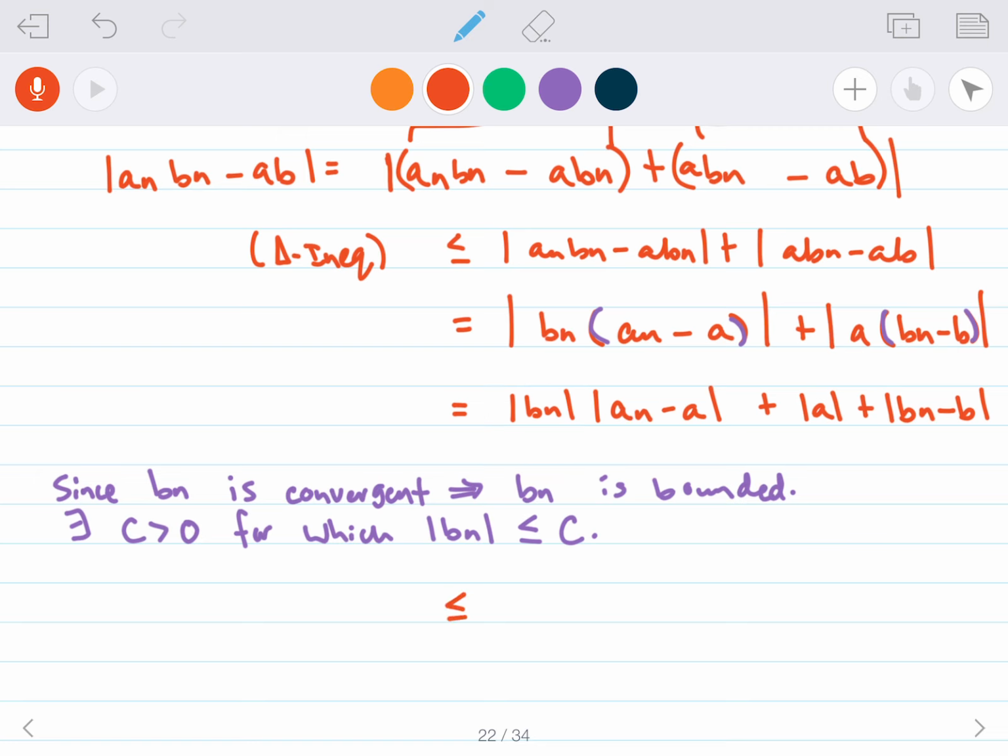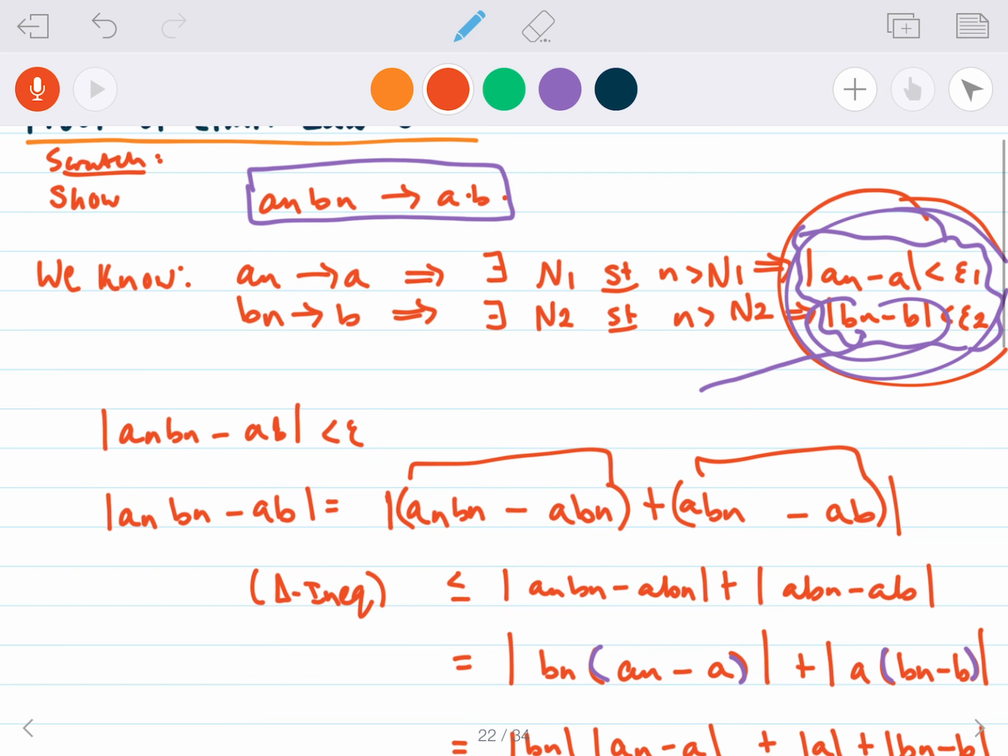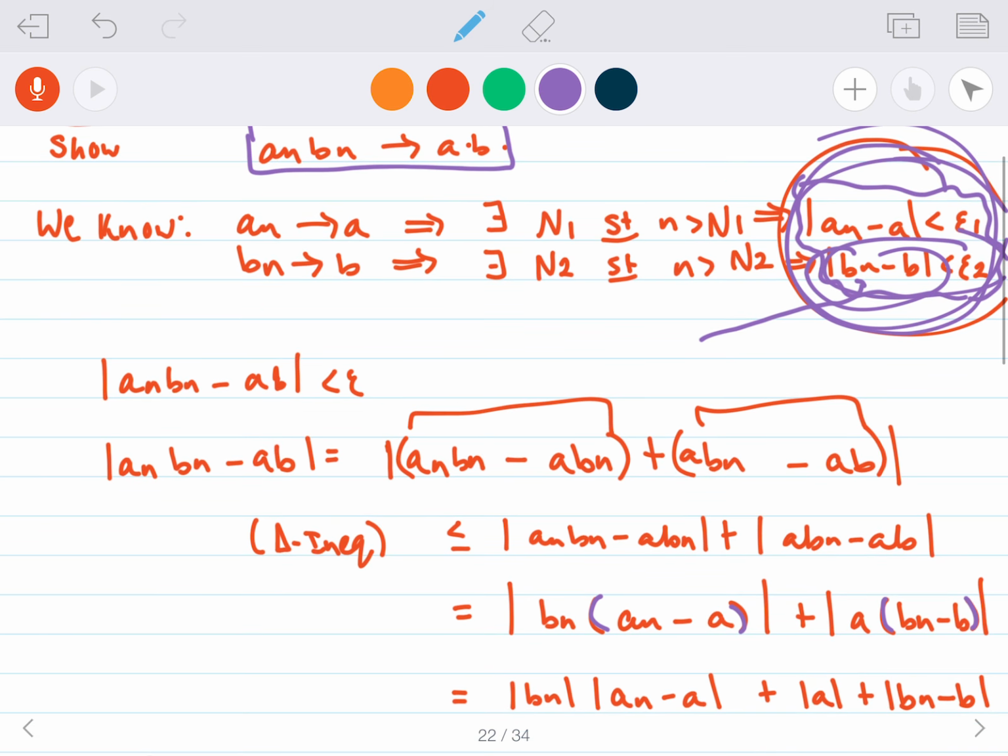Okay? So since I know that, I can just go ahead and replace abs B sub n with capital C. So this is going to be less than or equal to capital C, just replacing that there, times A sub n minus A plus abs A, which is going to be some constant. We know that little a is the limit of A sub n, so we don't have to mess with anything there. B sub n minus B. Okay? And we know from the scratch work up here that this guy is less than epsilon over 2, and this guy is less than epsilon over 2.